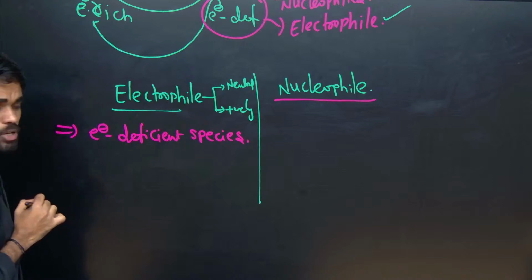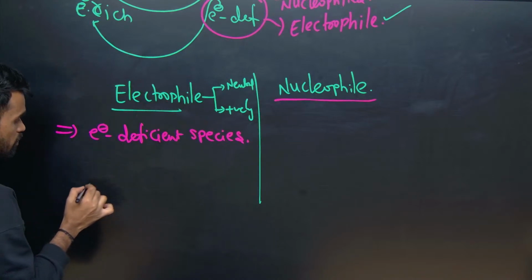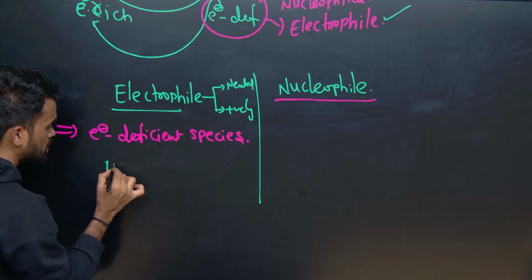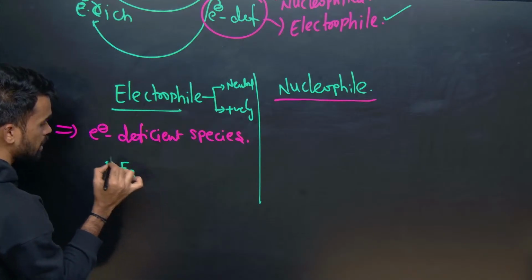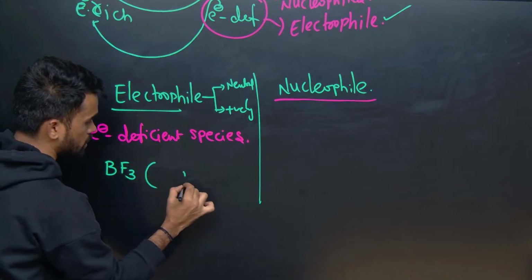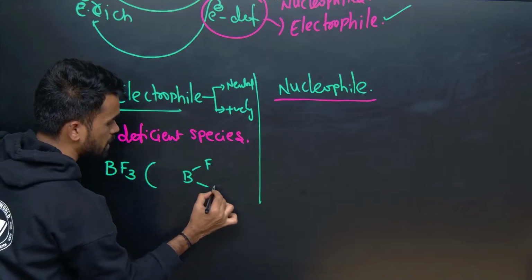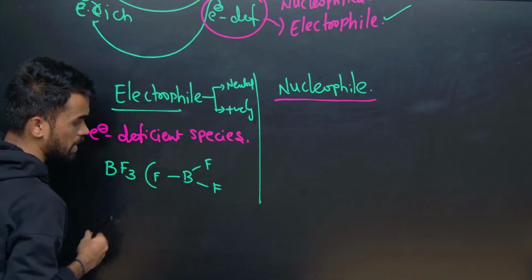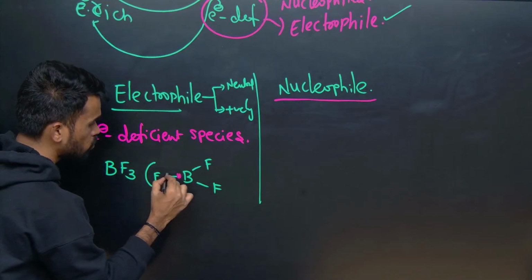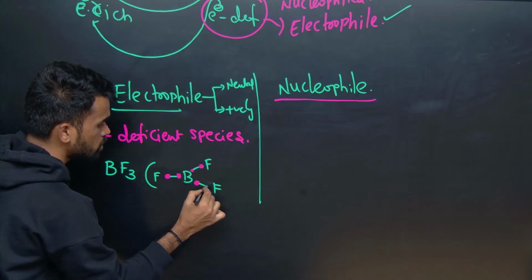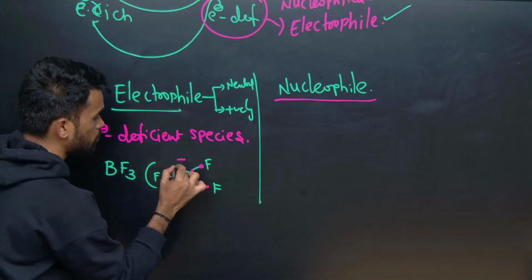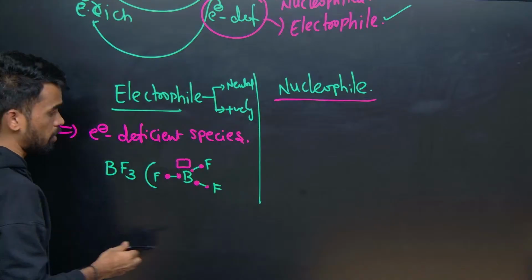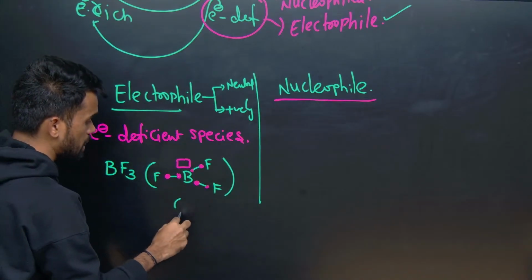Okay, it can be neutral and it can be positively charged. For example, for neutral, I am writing BF3 here. Around the boron, we have 3 fluorine atoms, right? Now, how many electrons are there on boron? 1, 2, 3, 4, 5, 6 electrons are there with one empty orbital, right? So it has only 6 electrons now.